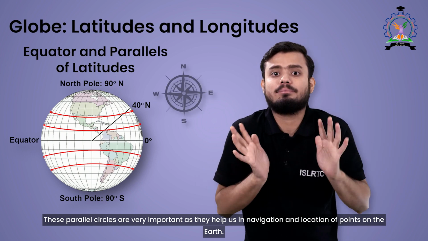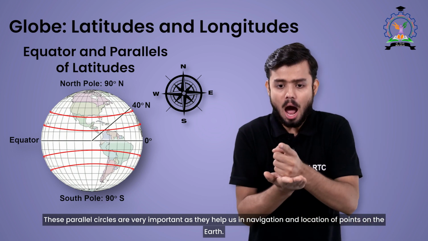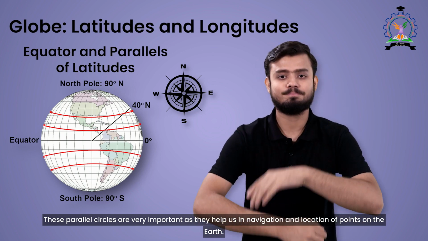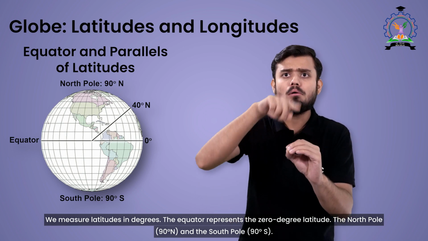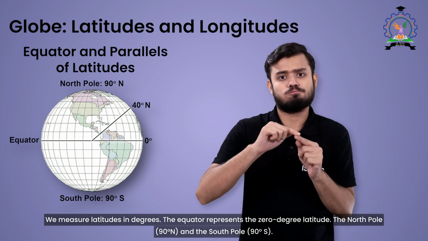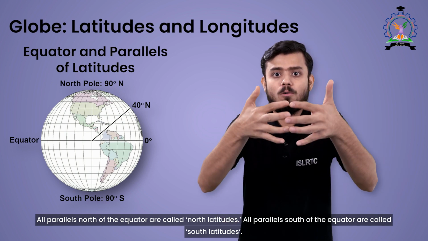We measure latitudes in degrees. The equator represents the 0 degree latitude. The North Pole, 90 degrees N, and the South Pole, 90 degrees S. All parallels north of the equator are called north latitudes. All parallels south of the equator are called south latitudes.